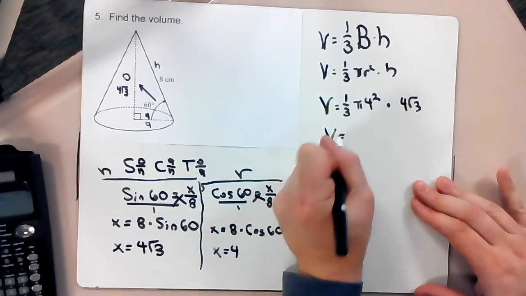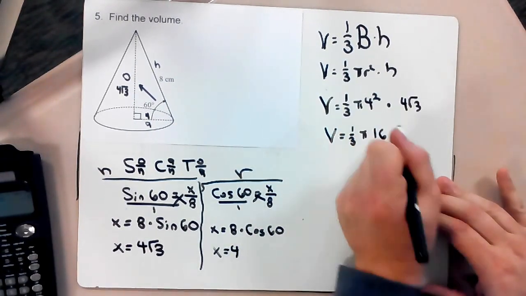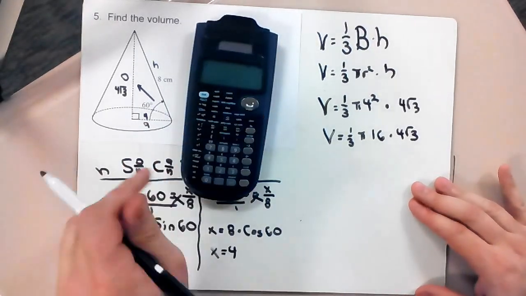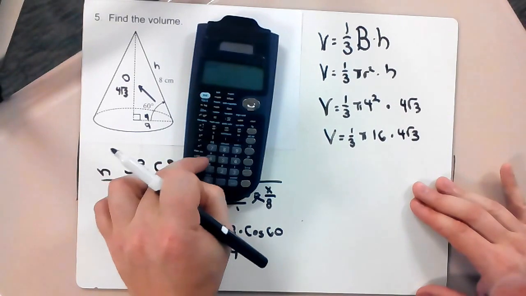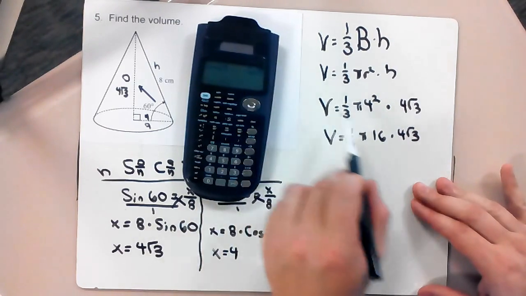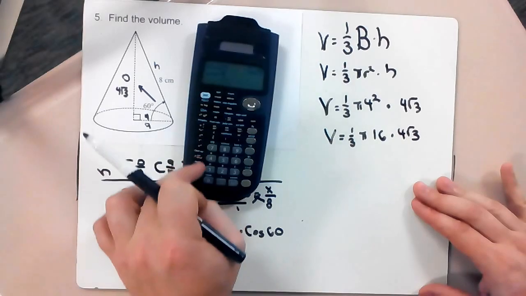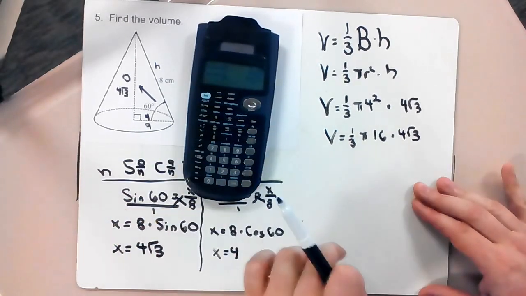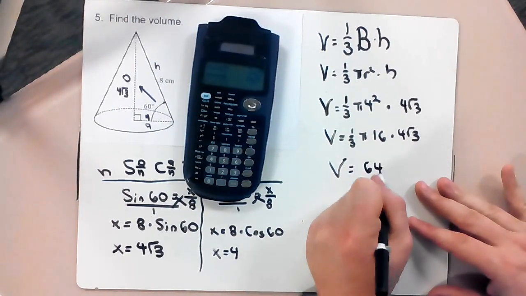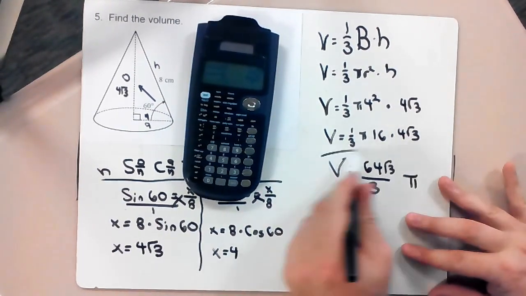Okay, so I got V equals 1/3 pi 16 times 4/3. I'm going to do this in pieces because or else I'm afraid I'll get a decimal. So I'm going to go 16 times 4 square root 3. And that's 64 square root 3 times 1 over 3. And I got V equals 64 square root 3 over 3 pi.